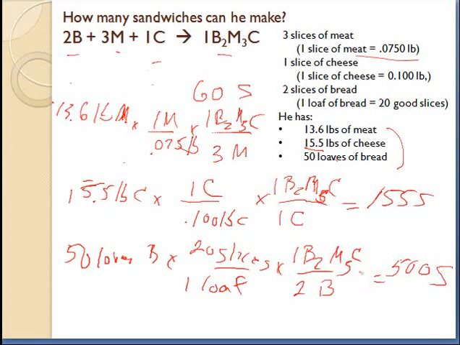Okay. So if we look at this, I have enough meat for 60 sandwiches. I have enough cheese for 155 sandwiches. And I have enough loaves for 500 sandwiches. So what I'm going to make is 60 sandwiches. Okay, when the question is what ingredient limits how much we can make, the answer is that it's the meat. I'm limited by how much meat I have. I can only make 60 sandwiches.